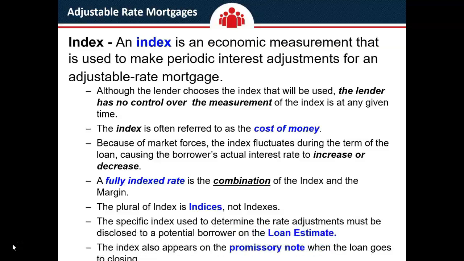The index is also shown on the loan estimate. They have to give the borrower what the index will be on the loan estimate, and the index also appears on the promissory notes. So make note, two places that you will see the index specified: on the loan estimate, the LE, and it's also going to be specified on the promissory note.